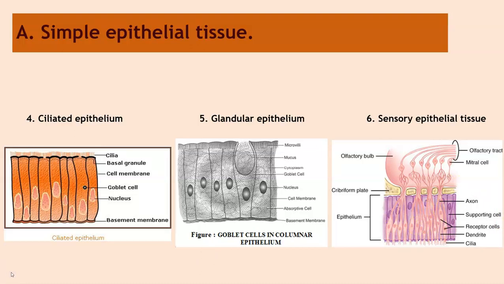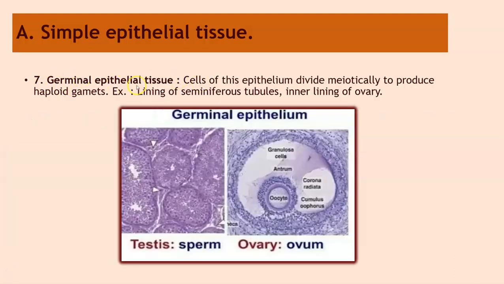These are found in the nose, that is the olfactory area, then in your ears, that is the auditory hair cells, and in the eyes, which is the photoreceptors. Finally, we have the germinal epithelial tissues. Cells of this epithelium divide meiotically to produce haploid gametes.